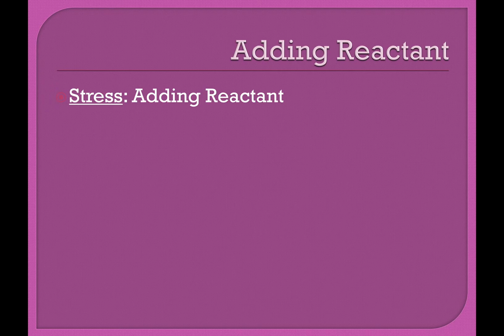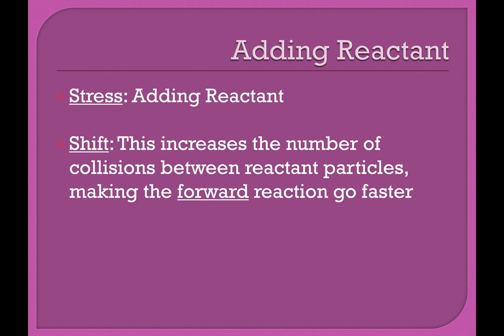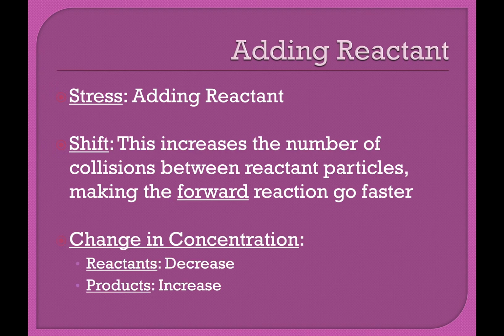Adding reactant. By adding reactant, this is going to increase the number of collisions between reactant particles, and therefore makes the forward reaction go faster. Reactants will get used up as they form more products because the forward reaction is occurring faster. The products will increase and the reactants as they get used up will decrease.